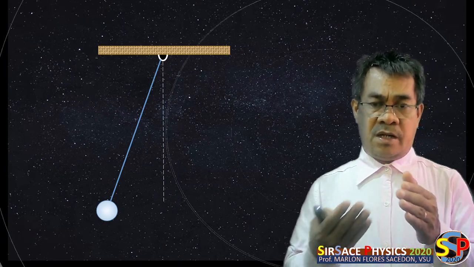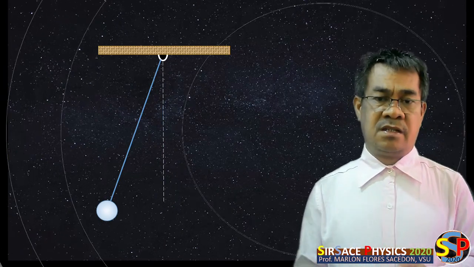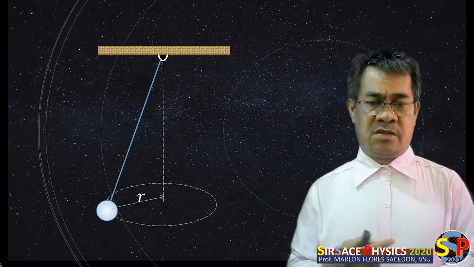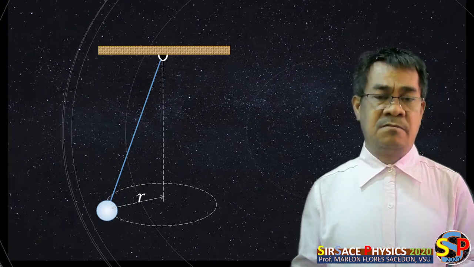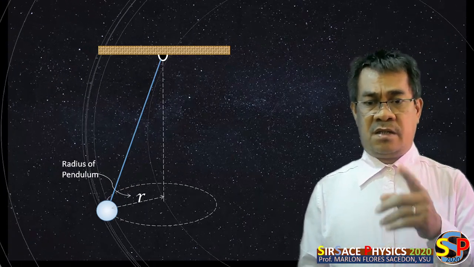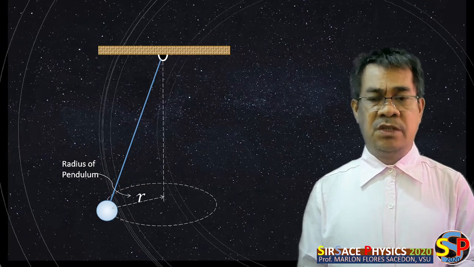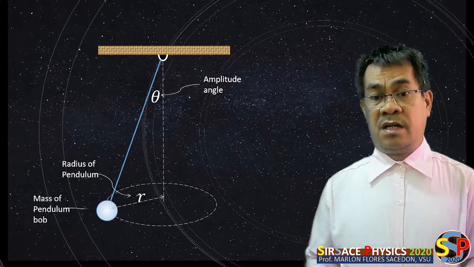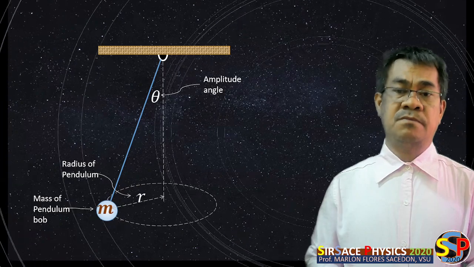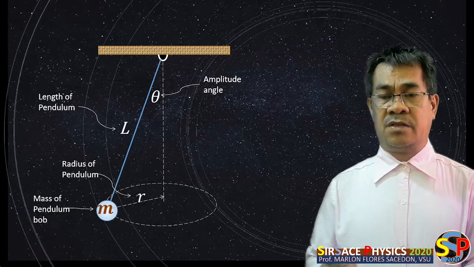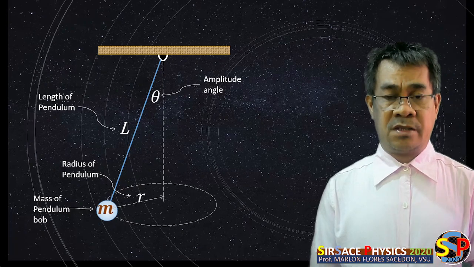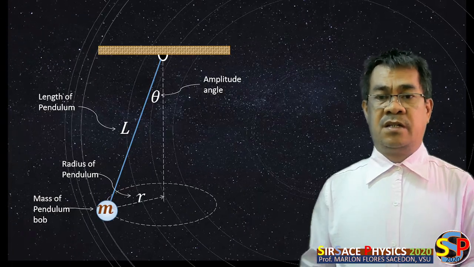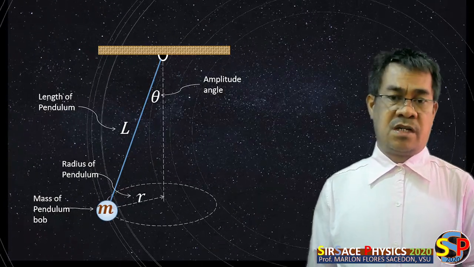If we move the bob at a distance r from the vertical, then allow it to rotate around a circle at a constant distance r, the r can be considered as the radius of the pendulum. Then the angle is called the amplitude angle, the mass of the pendulum bob is m, and the length of the string or cord is the length of the pendulum, big letter L. So these are the quantities for the simple harmonic conical pendulum.